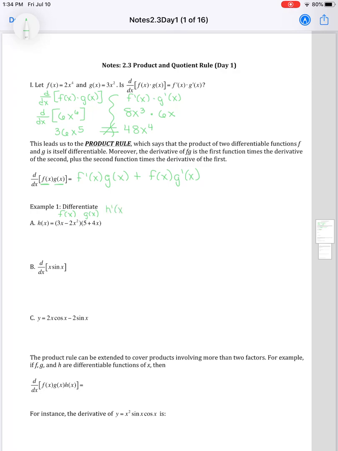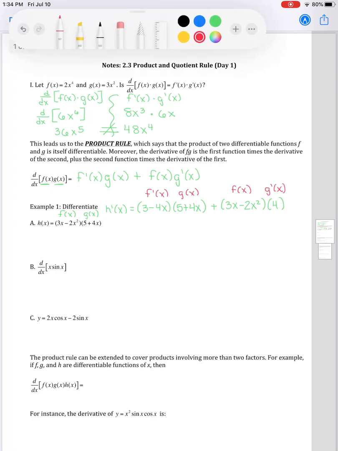So with h of x, think of this like your f of x and this like your g of x. If we follow the plan right above in terms of the format, we should take the derivative of the first, so that's 3 minus 4x, times the second, nothing happens there, plus the first, nothing happens there, times the second, which we need the derivative of, and we get 4. So again, this is f prime of x, this is g of x, this is regular f of x, and this is g prime of x.